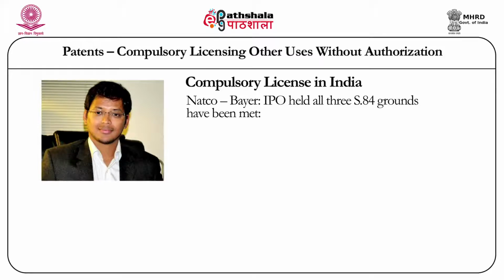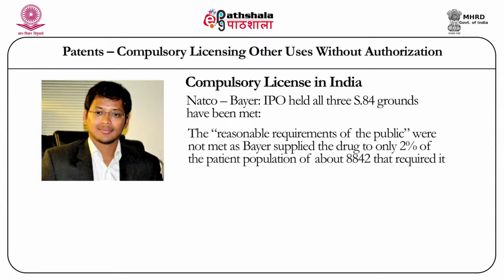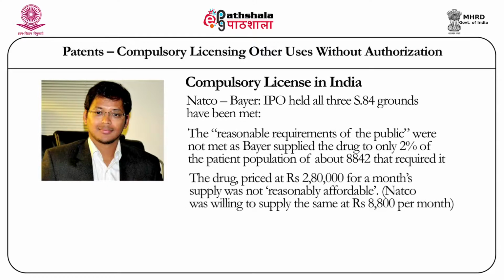The Indian Patent Office granted the license to Natco Pharmaceuticals, enabling it to produce and sell the drug domestically on condition of payment of royalty at 6% quarterly royalty of net sales. The Indian Patent Office held that all three grounds mentioned in Section 84 had been met, namely that the reasonable requirements of the public were not met, as Bayer supplied the drug to only 2% of the patient population of about 8,800 that required it. Secondly, the drug, priced at rupees 2,80,000 for just a month's supply, was not reasonably affordable.